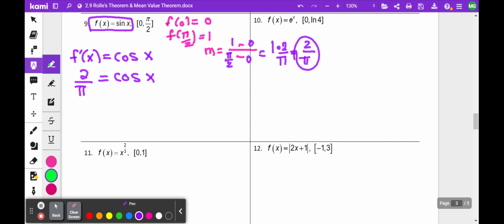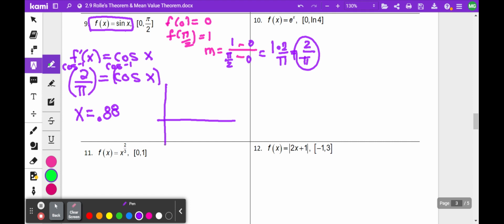So what we can do, remember, to solve for x, we take inverse cosine of each side. So you're going to do inverse cosine in your calculator. Remember, you hit second cosine, 2 divided by pi. And what you should get is that x is approximately 0.88.